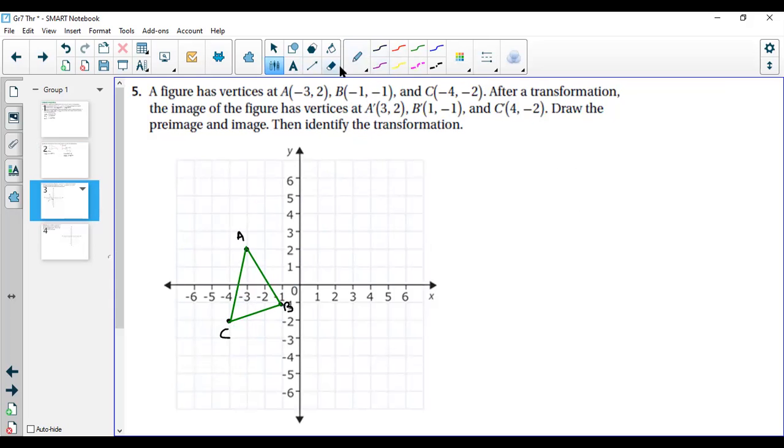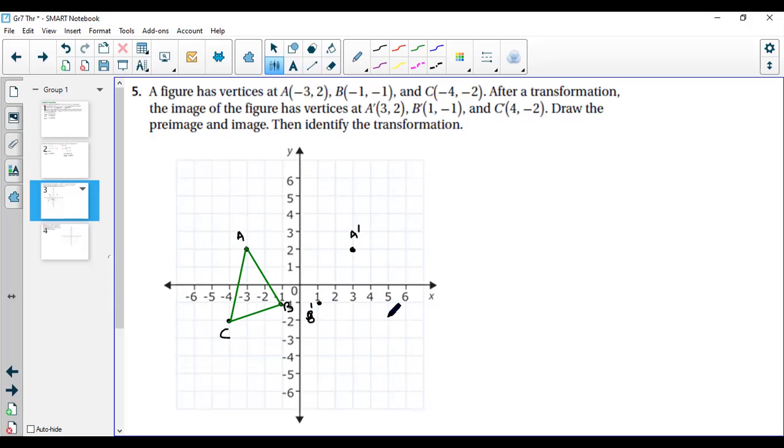That's 3, 2. So 3 and 2, negative 3 and 2 is here. B prime is 1 and negative 1. So 1 and negative 1 is here. So this is A prime, B prime. I think by the time we draw this, you could easily identify what kind of transformation it is.